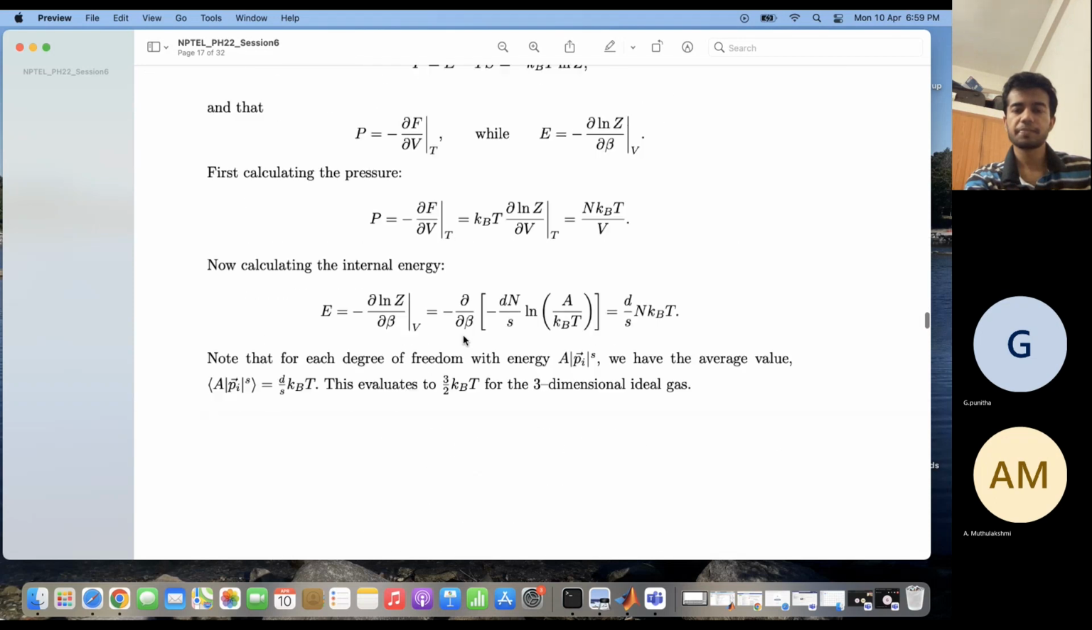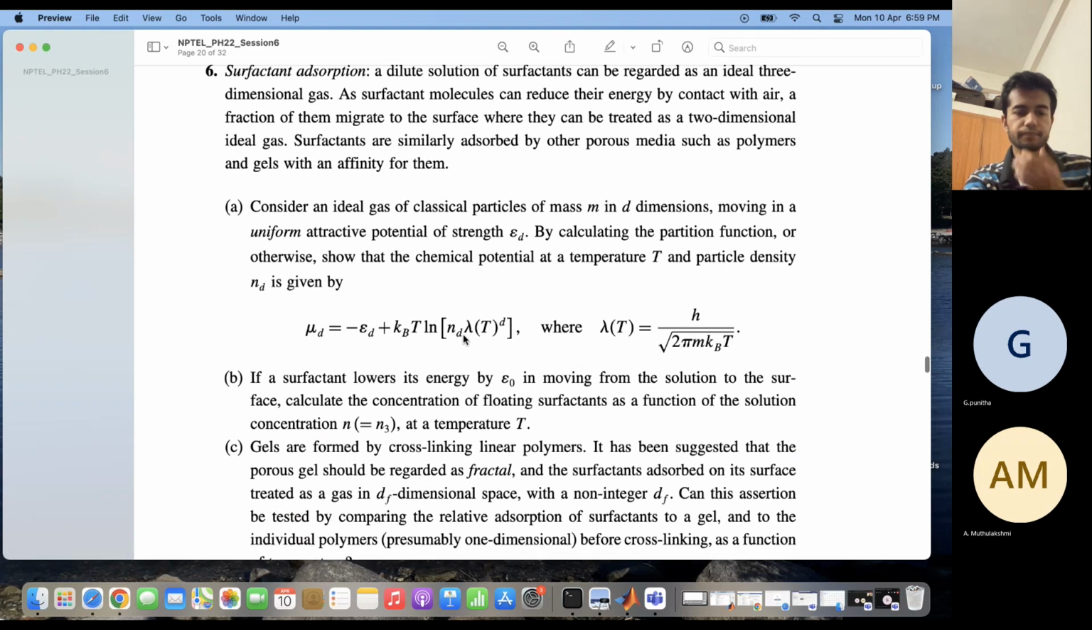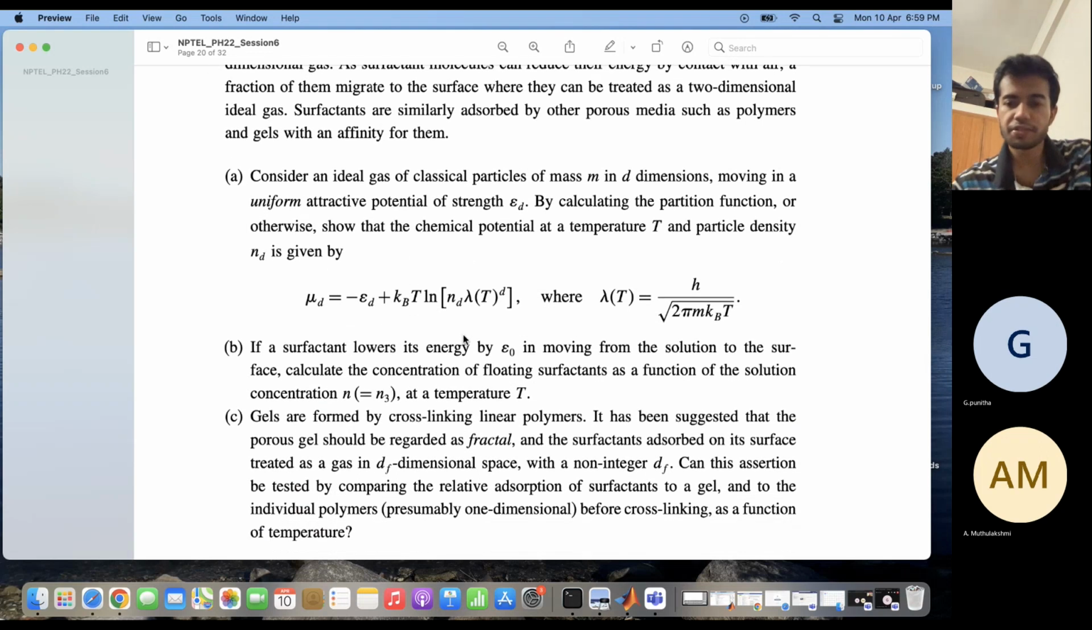So is this part clear? Yes, any questions or comments?